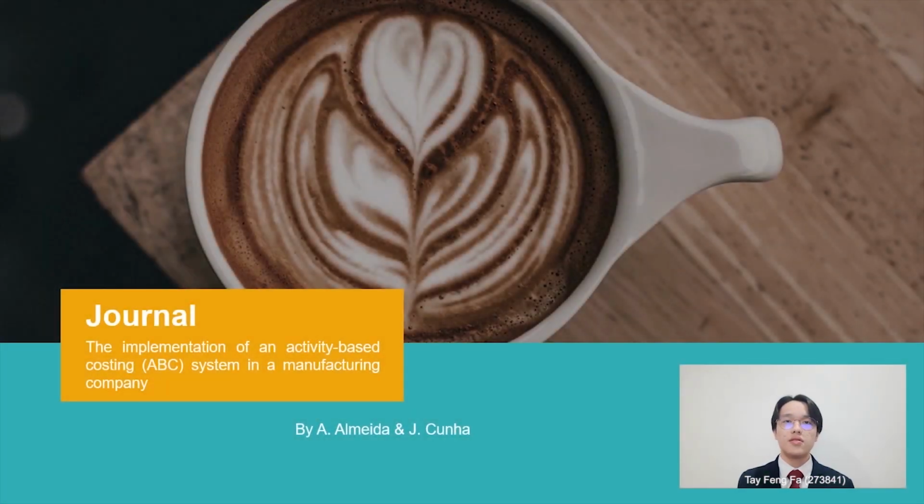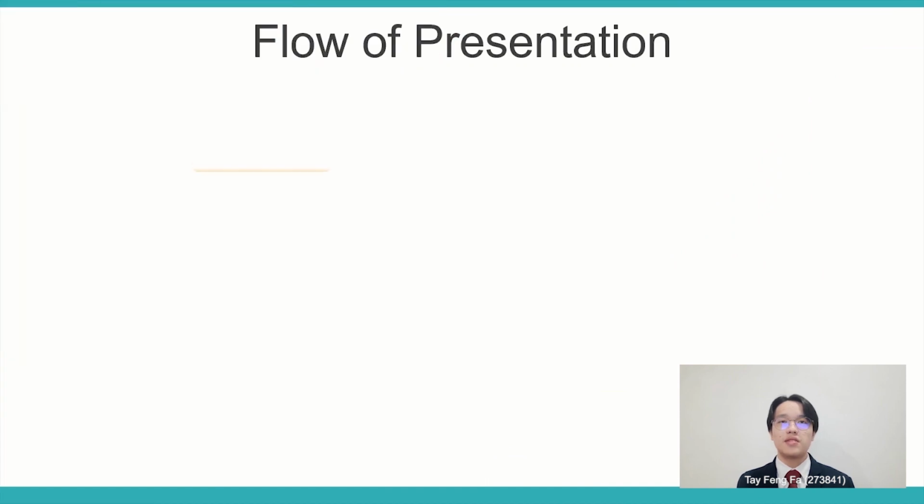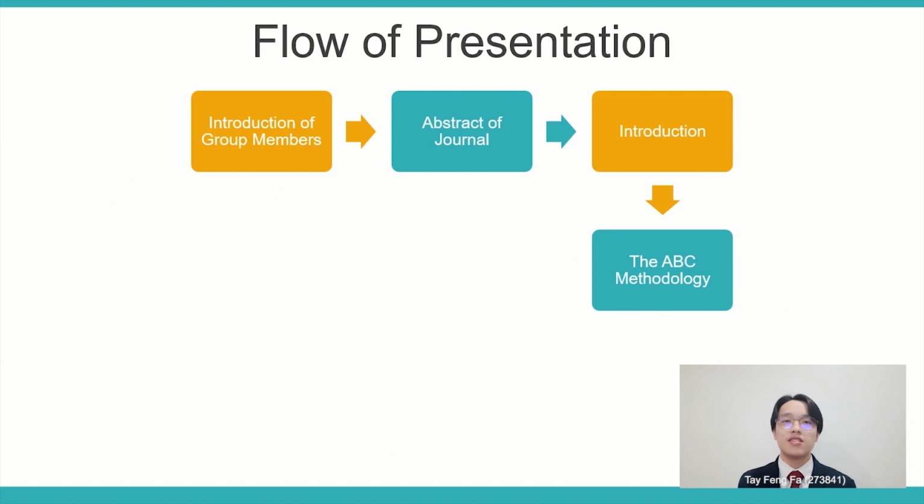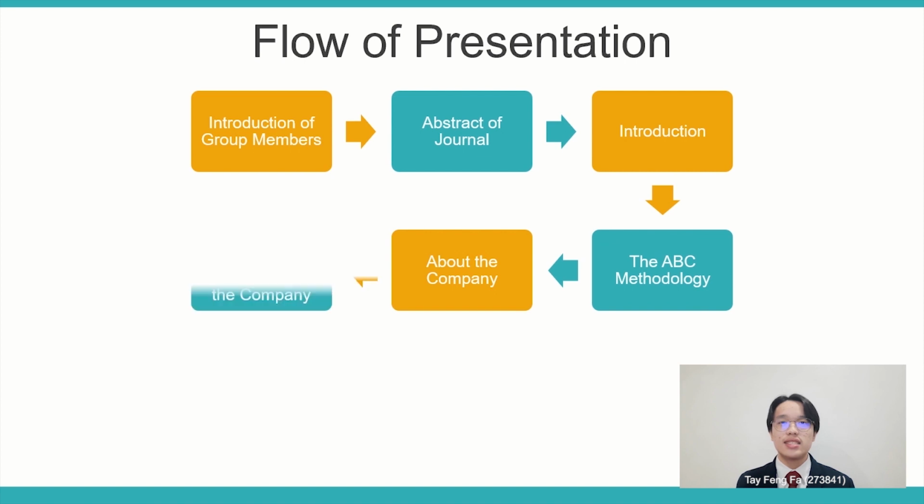So the journal that we have chosen is the implementation of an activity-based costing system in a manufacturing company. So this will be our flow of presentation. After the introduction of group members, we will start our presentation with the abstract of the journal followed by the introduction to the journal. And then we will explain the ABC methodology. And then we'll be explaining what the company does.